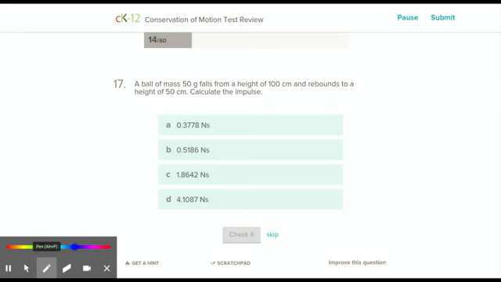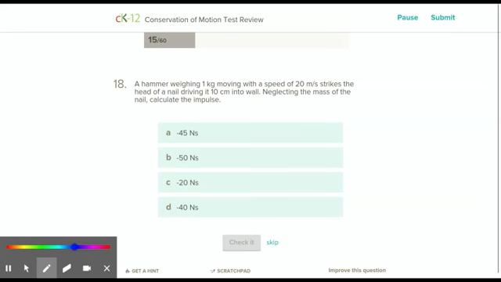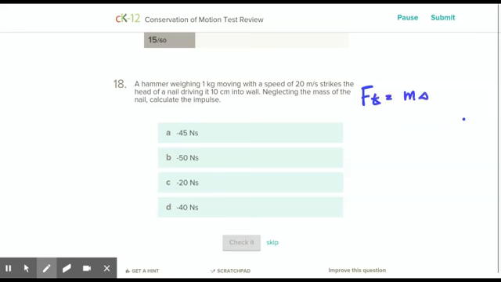Number 17. A ball of mass 50 grams falls from a height of 100 centimeters and rebounds to a height of 50 centimeters. Calculate the impulse. All right. Number 18. A hammer weighing 1 kilogram moving with a speed of 20 meters per second struck the head of a nail, driving it 10 centimeters into the wall, neglecting the mass of the nail. Calculate the impulse. So we have Ft equals m delta v.